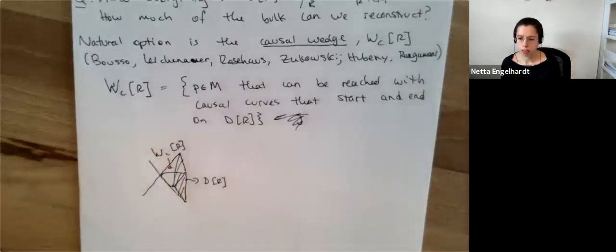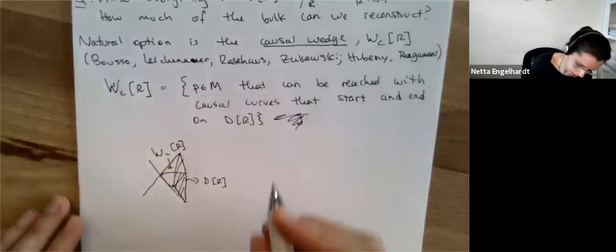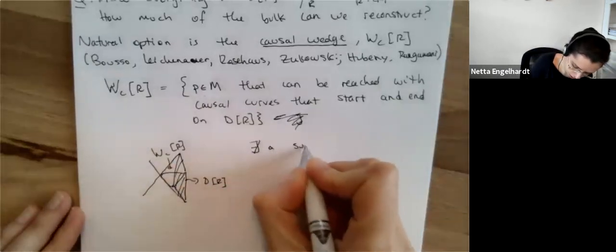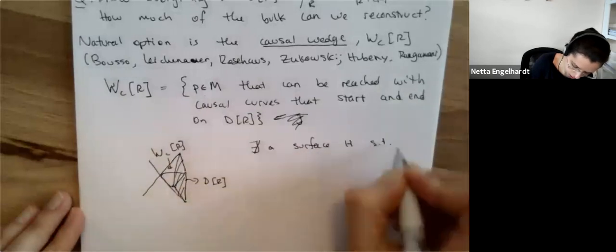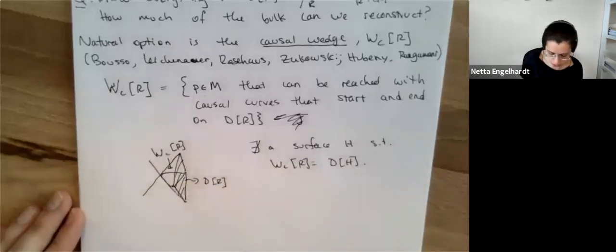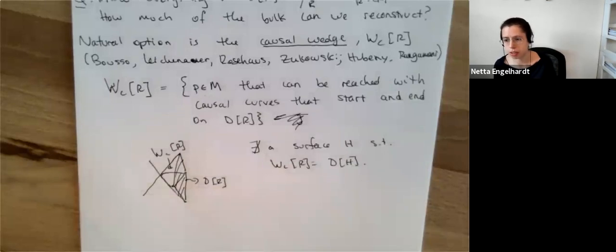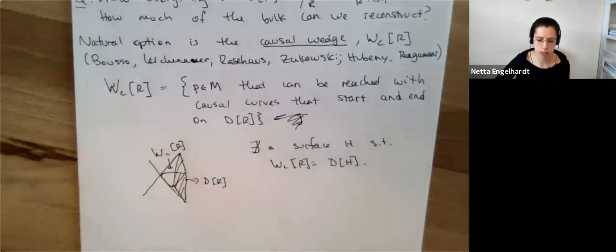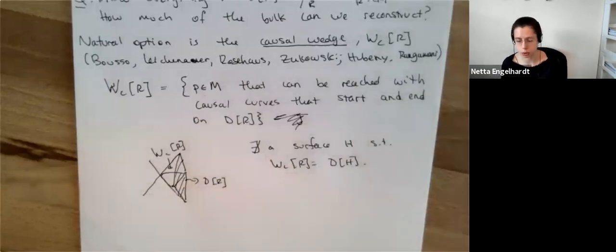Now, one distinguishing feature between the causal wedge and what we will eventually call the entanglement wedge, it's important to keep in mind anytime we encounter differences, is that generically there does not exist a surface H such that the causal wedge is equal to the domain of dependence of the surface H. There are special cases where it is true, but generically, this is not the case. So it will be different for the entanglement wedge, which will literally be defined as a domain of dependence of a surface.